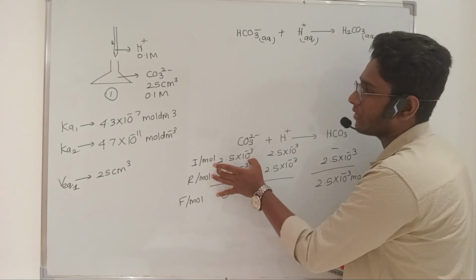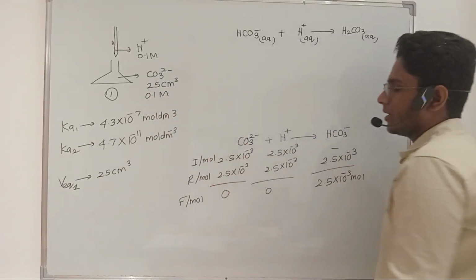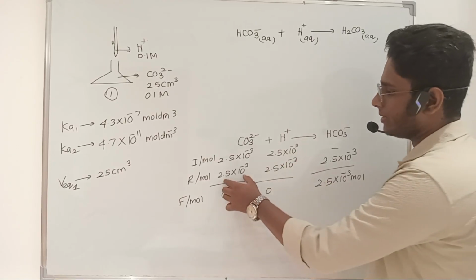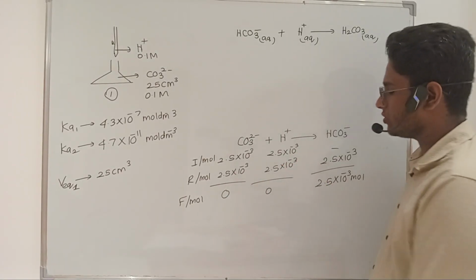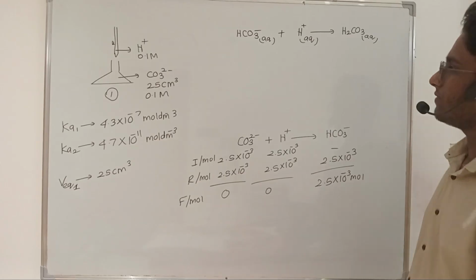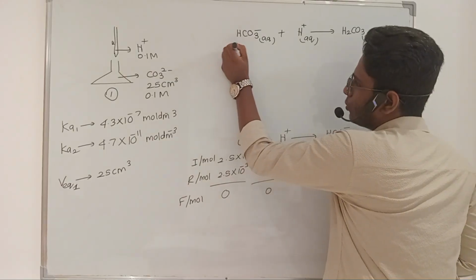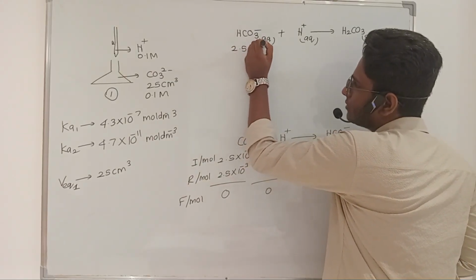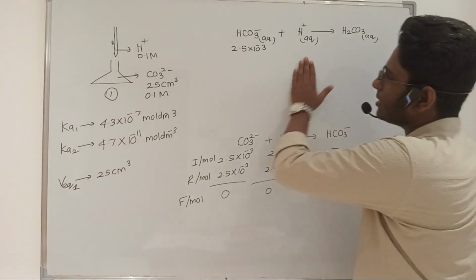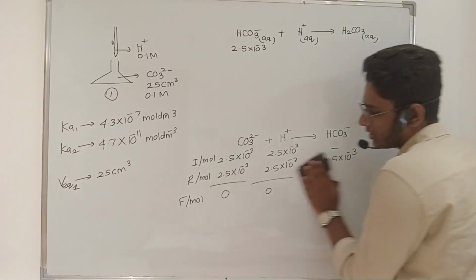So initially you had 2.5 into 10 to the power minus 3 moles of carbonate, right? And you added equal amount of H plus, that is what you are doing in first equivalence point. Then both will be reacting completely, right? So finally you'll be having 0 moles and you'll be having 2.5 into 10 to the power minus 3 moles of bicarbonate, right? So when you are looking for the second equivalence point, initially itself you'll be having 2.5 into 10 to the power minus 3 moles of bicarbonate, right? So what do you mean by second equivalence point? H plus needed to react completely with this bicarbonate, right? So what is the volume you need for that? That is the second equivalence point.